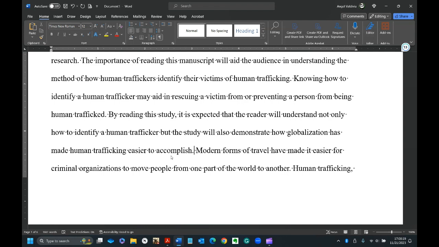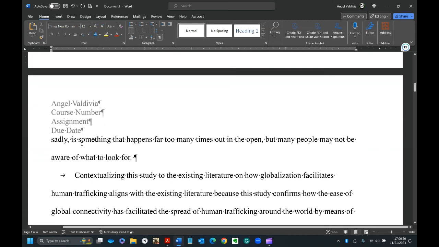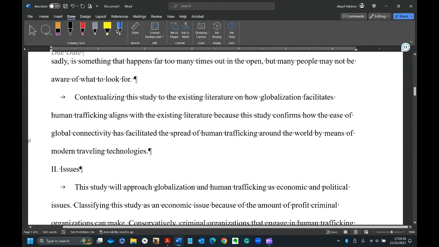About that typo. And then I wrote, modern forms of travel have made it easier for criminal organizations to move people from one part of the world to another. Human trafficking, sadly, is something that happens far too many times out in the open, but many people may not be aware of what to look for. Okay. And then this is the last sentence.